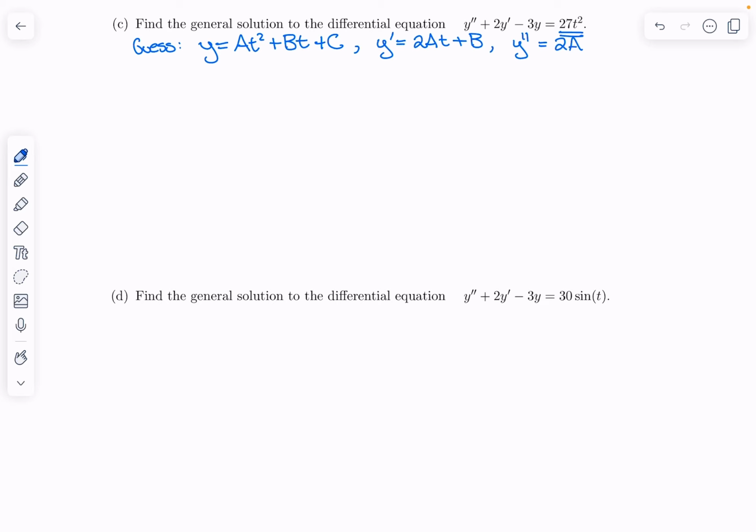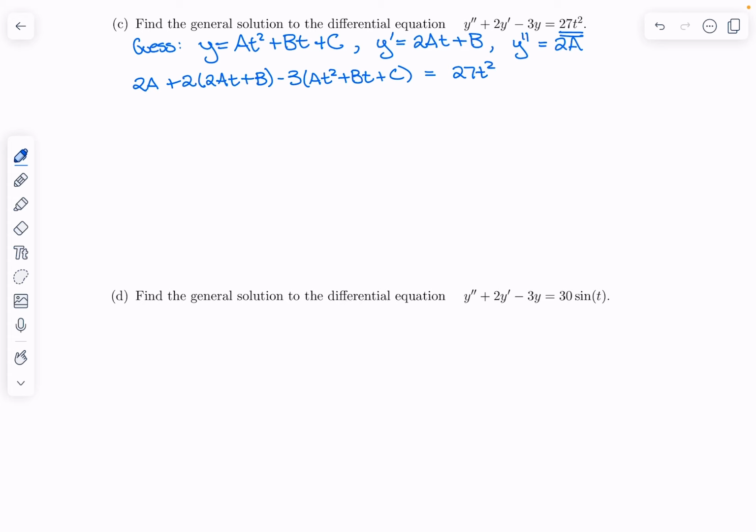Now I'm going to plug this into the differential equation. So in this instance, we have that y double prime is 2a, and we're going to do 2 times y prime. So y prime is 2at plus b. And then we're going to do minus 3 times y, which is at squared plus bt plus c. And this is all supposed to equal 27t squared.